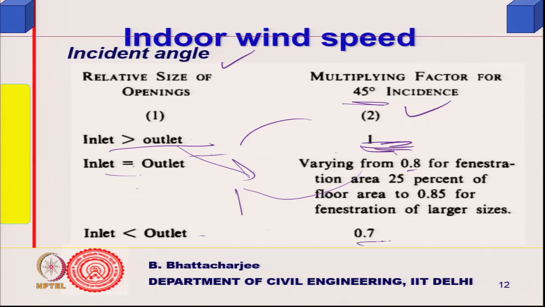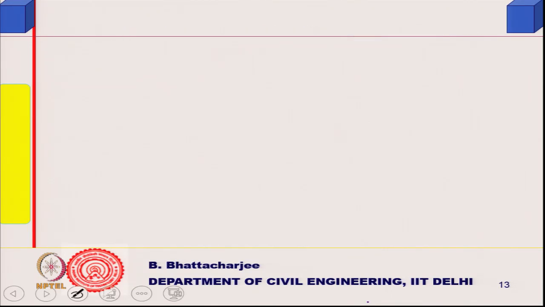And inlet smaller than outlet, because if the inlet is small and the outlet is large at a 45-degree angle, the distribution will be such that shadow areas will be more. So that is what it is saying, it is around 0.7. This is a correction, the multiplying factors are like this if it is a 45-degree angle of incidence.